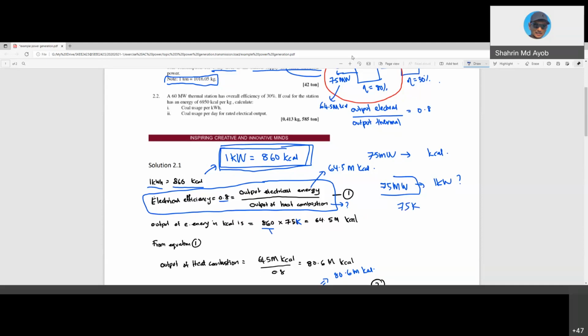So that's why, this one is actually 860, which is equivalent to 1 kilowatt, right? So you just need to multiply with 75k. Because this 75k is actually not 75 kilowatt. This is 75k inside this 75 megawatt.